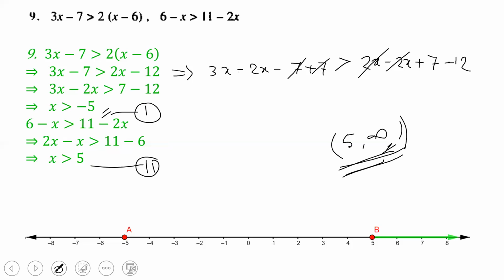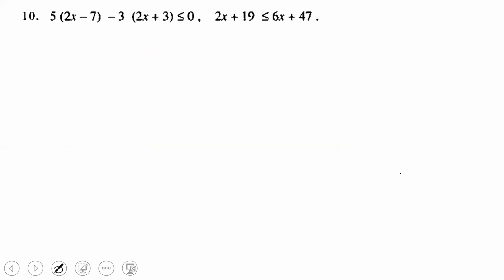Now, with this next question, so this is the solution. You can write it down in words also, this is the graphical solution and this is the solution for x, for this given system of linear inequalities. Now, next question number 10. Two inequalities are given. First of all, simplify them.